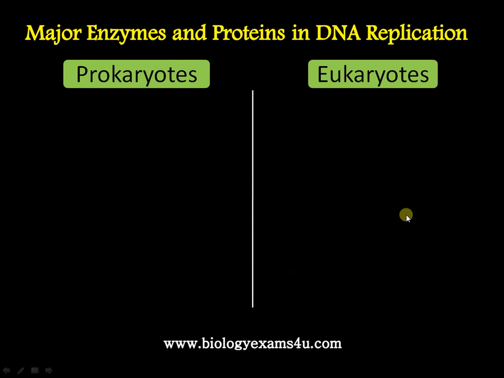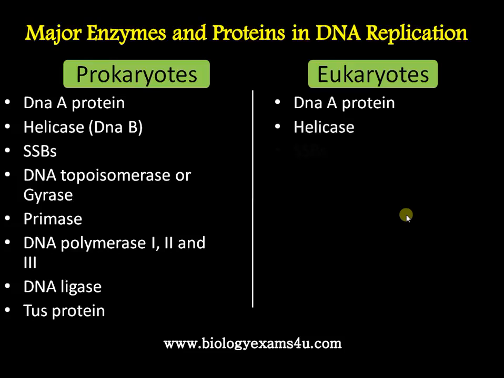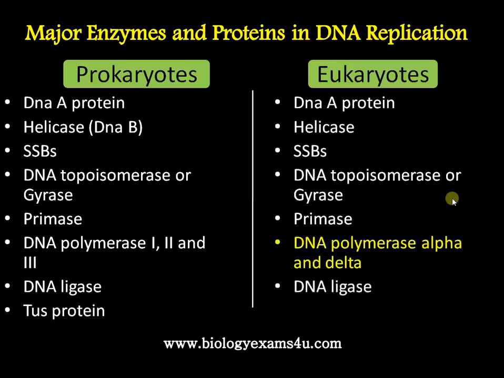These are the major enzymes and proteins involved in DNA replication: DnaA protein, helicase, SSBs, DNA topoisomerase, primase, DNA polymerase, DNA ligase, Tus protein. In the case of eukaryotes, the proteins are almost similar. There is a slight difference in DNA polymerase: there is alpha and delta, and also in the termination process telomerase is involved.